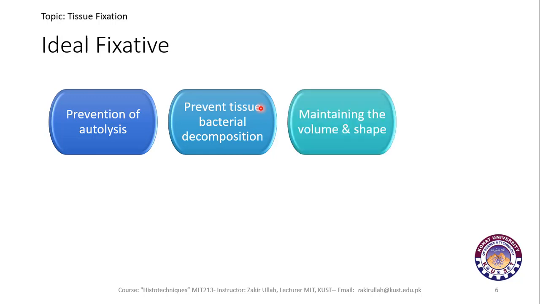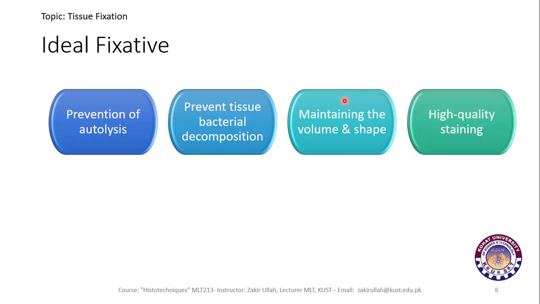The third property of an ideal fixative is that it should maintain the volume, the shape and the size of the tissue, because if there is any change in the volume, size or shape, the tissue gets destroyed and we cannot get a good result by studying that tissue microscopically.